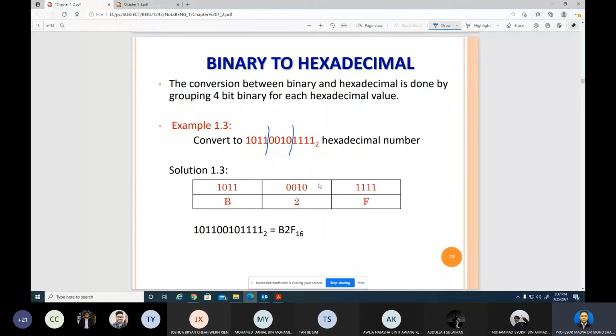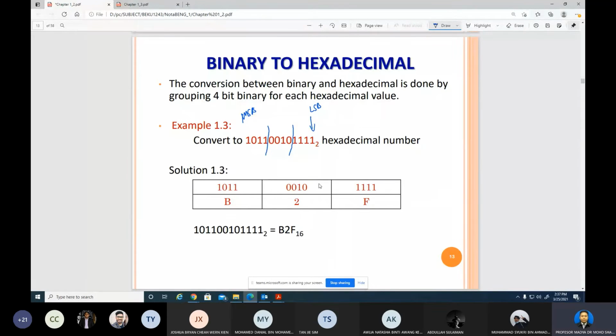Make sure you start from, for the hexadecimal, you have to start from this one. You have to start from the least significant bits, then go to the most significant bits. Okay, we have to start here. You cannot start from the most significant bit.